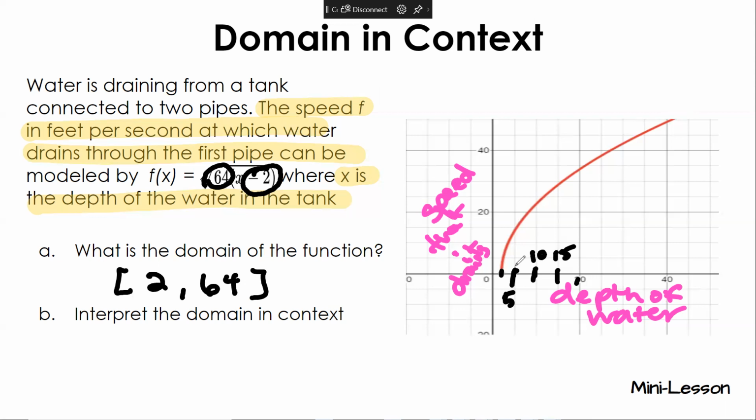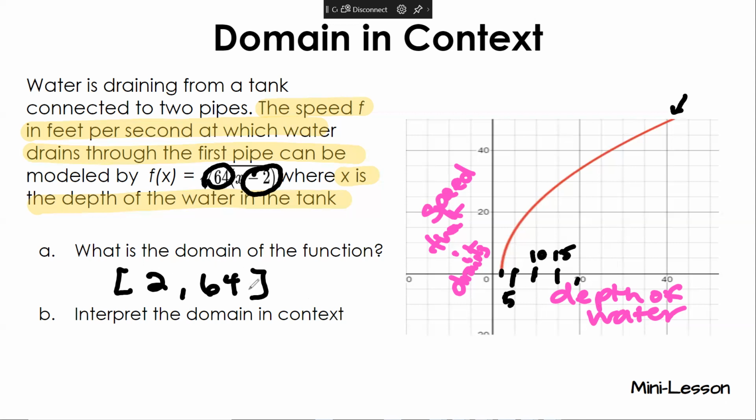Also from the graph, you don't see the arrow at the end of that graph. So that means it's not going forever. Okay, so what does this mean in context? What does it mean according to this word problem? Okay, so from the left, we went 2 to 64.